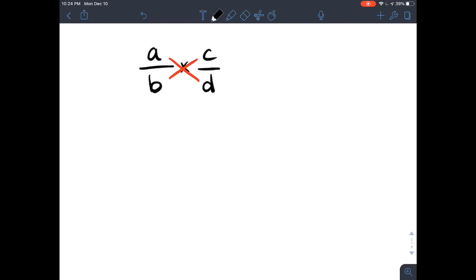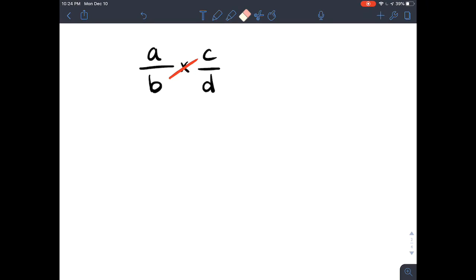What would you even get? I don't know. Let's try to make this work. BC over AD. Well, why would you get that? You could just as easily get the other way around. You could also get AD over BC. I don't know what you're supposed to get when you do that, but I see people try to do it because they see multiplication, they see fractions, and they think, I got to draw this little x, I got to cross multiply. But you can't.